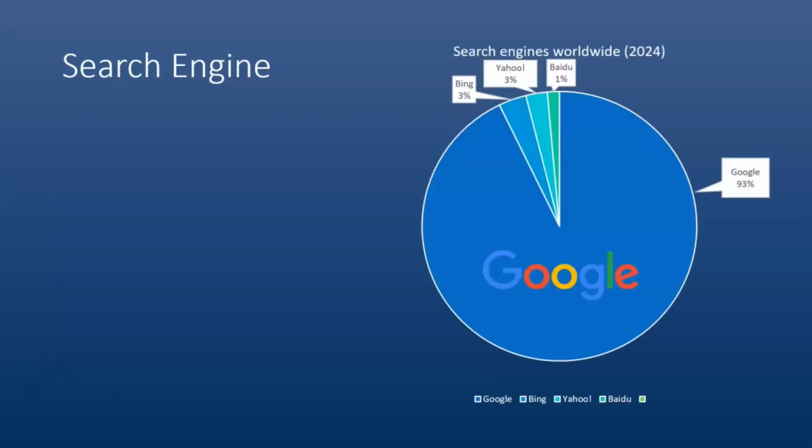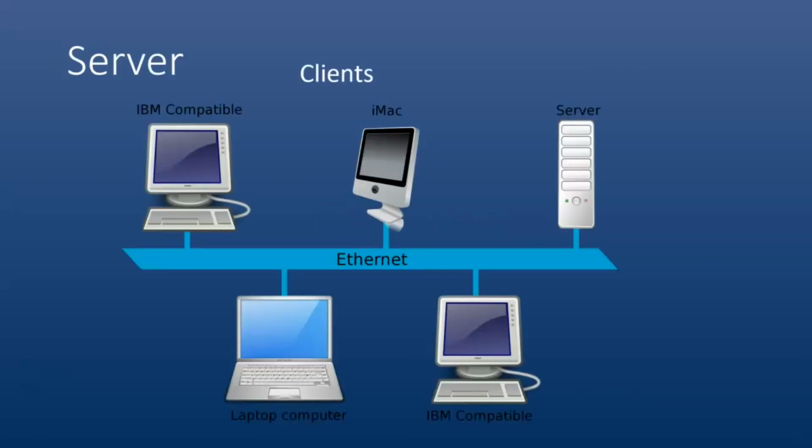Google is the most commonly used search engine with a 93% market share, followed by Bing and Yahoo, each with 3%. Server. In a computer network, there are always two types of devices: clients and servers.